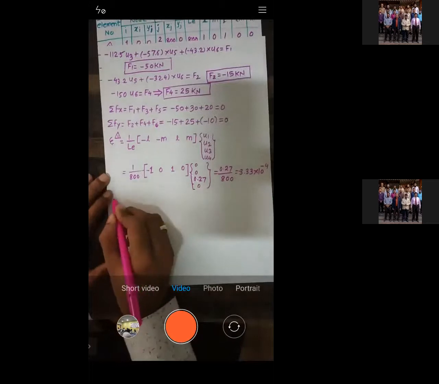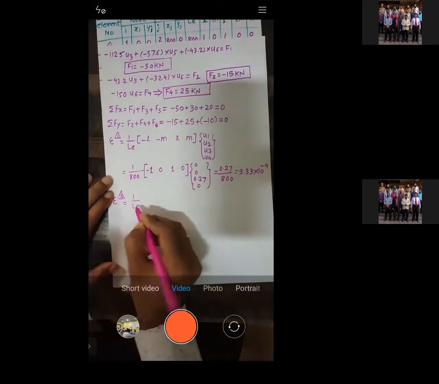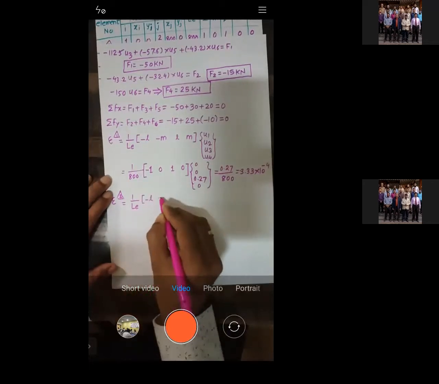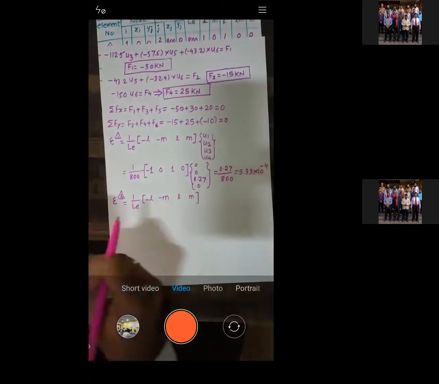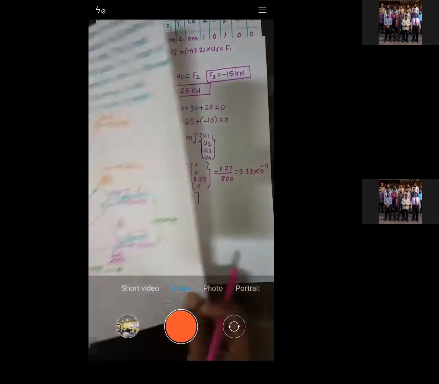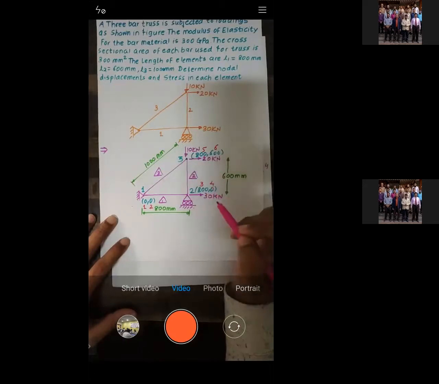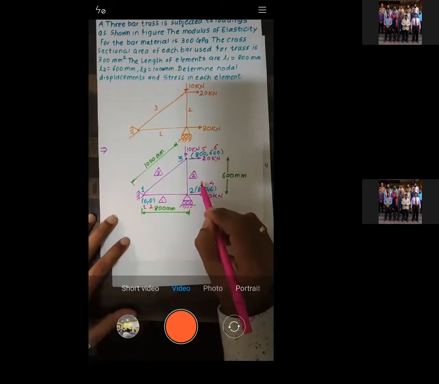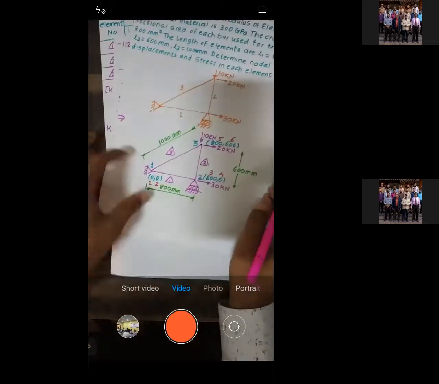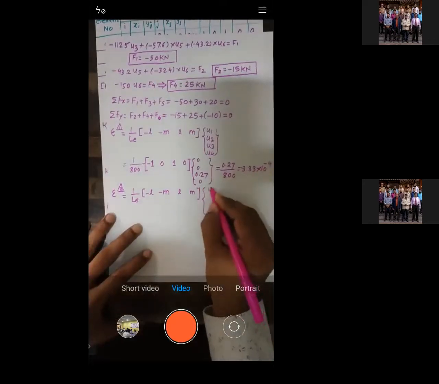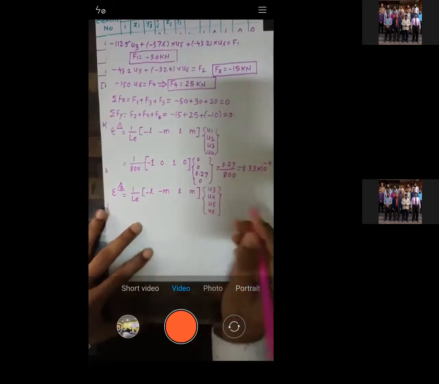A similar exercise we need to repeat for the strain induced in element number 2. It is again 1 by length of the element, into [-L, -M, L, M], so this is common. For element number 2, the nodes are 2 and 3. For node 2 the degrees of freedom are 3, 4, and for node 3 they are 5, 6. So I'll write U3, U4, U5, and U6.